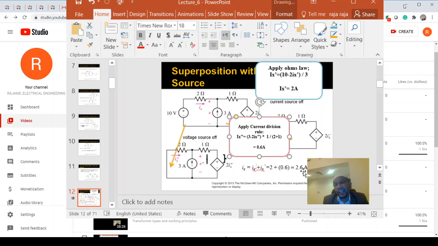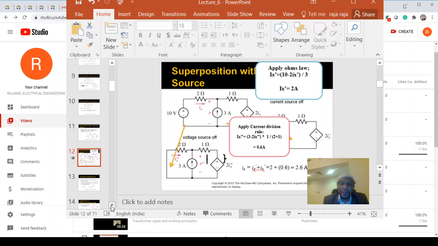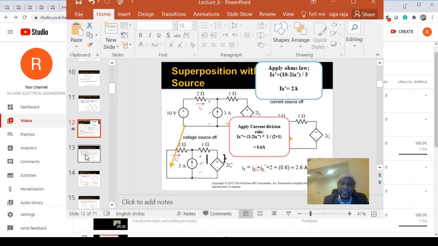So this way we can analyze the circuit without touching a dependent source. But this way is not applicable to all circuits. Some more complicated circuits are still coming. So now we move to one more complicated than the previous one.